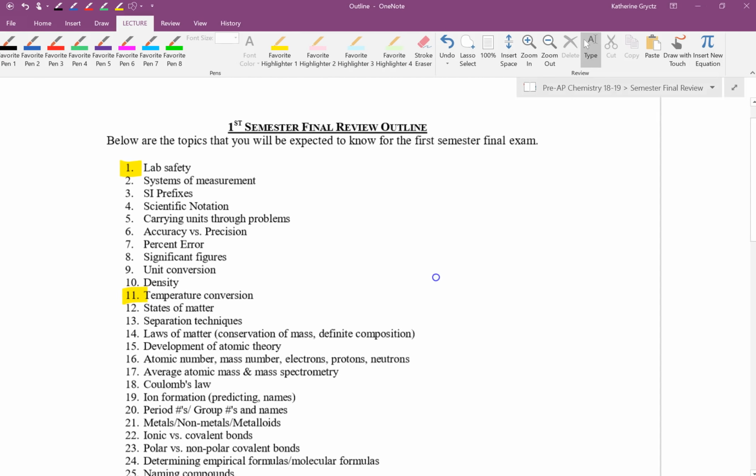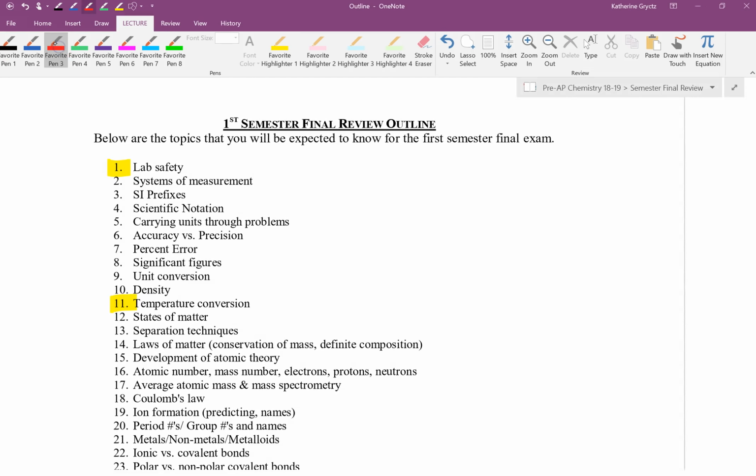Okay, so the topics that you have to know. As I go through this, if I don't spend very much time on a topic, it's probably not going to be emphasized much on the test. It'll be a minor detail. And if I spend a lot of time on something, it's probably weighted a little heavier, and you need to pay more attention to it.